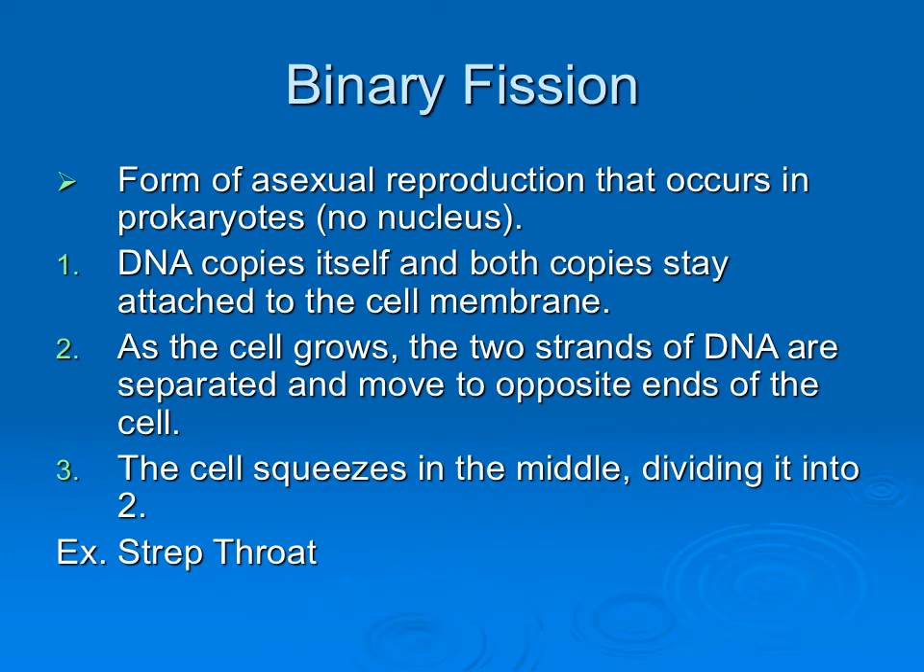So binary fission is a form of asexual reproduction that occurs in prokaryotes. We just went over that, and there's no nucleus. The DNA is just hanging out in the cytoplasm. So the DNA copies itself, and then both copies stay attached to the cell membrane. As the cell grows, the two strands of DNA are separated and move to opposite ends of the cell. Then the cell squeezes in the middle and divides it into two. That's very similar to cytokinesis.